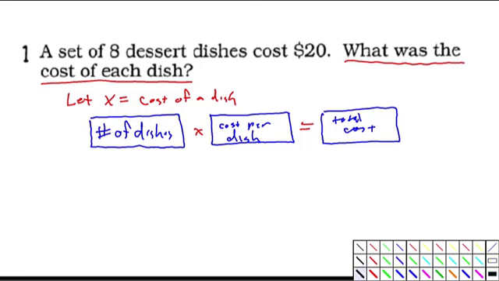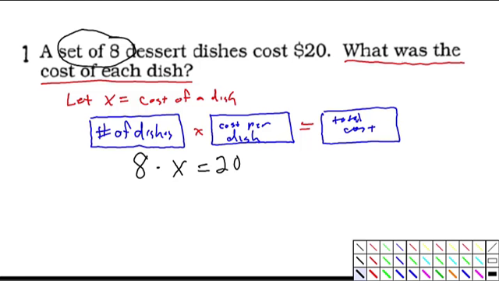So now in this problem, do you know the number of dishes? Yeah, they told you you're gonna get a set of 8 dishes. So I have 8 dishes, and I'm multiplying by. Do we know the cost per dish? Well, no, we don't, but we already said let x be that, so we're gonna say 8x, and then that has to equal the total cost. So what's the total cost in this row? It's going to be 20, okay?